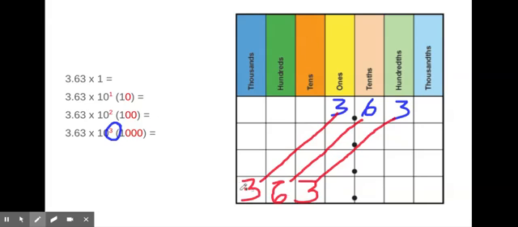So we end up with 3 thousands, 6 hundreds, 3 tens, and because there's nothing in my ones place, I need to put a 0 to hold the place. So we end up with 3,630.